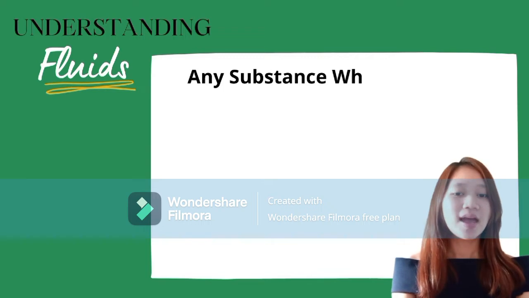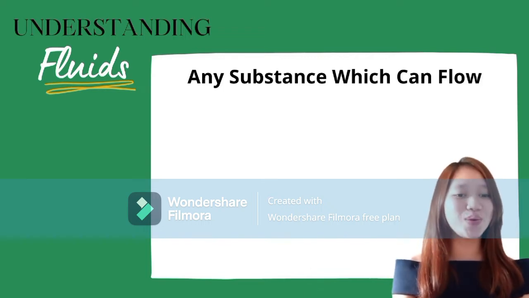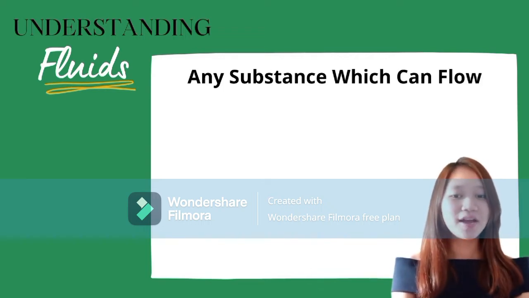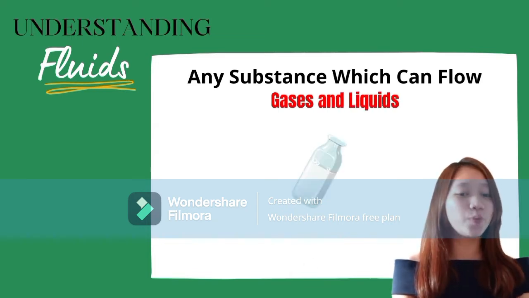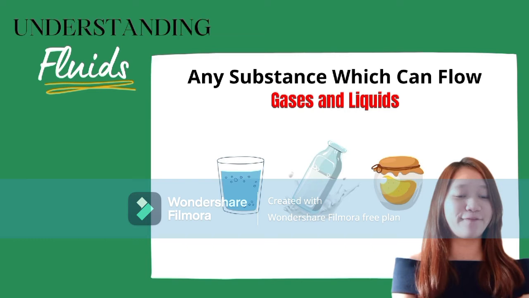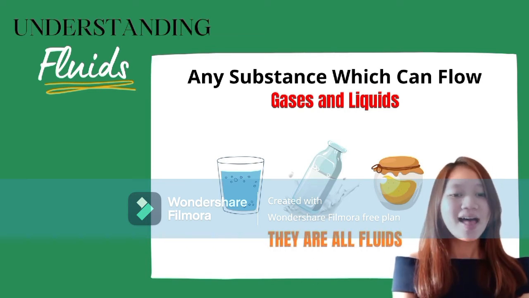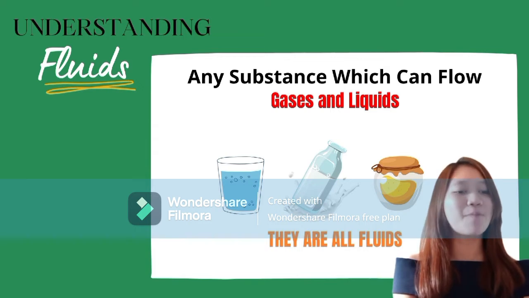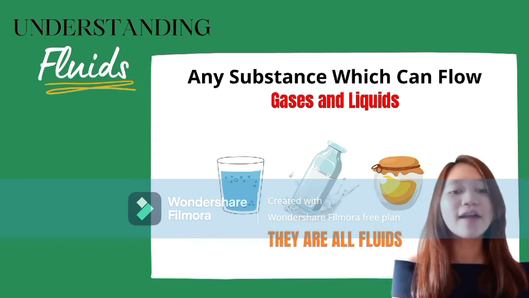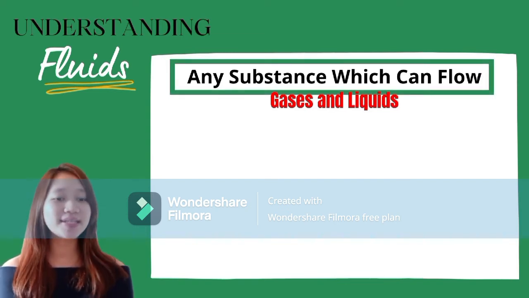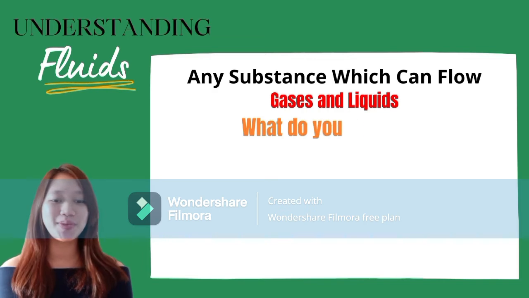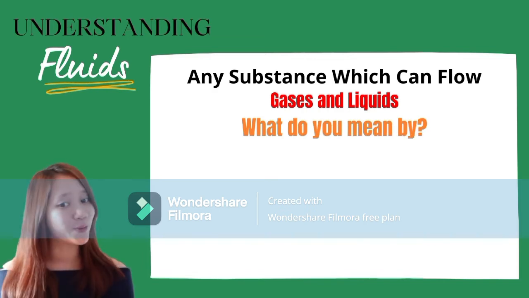Understanding fluids. Any substance which can flow is known as a fluid, for example, gases and liquids. We all know that water, milk, and honey can flow, so they are all considered fluids. Now, here's one of the most important concepts which a lot of people do not try to learn. In the definition of fluid, it was stated that it is any substance which can flow. So, what do we mean by a substance which can flow?